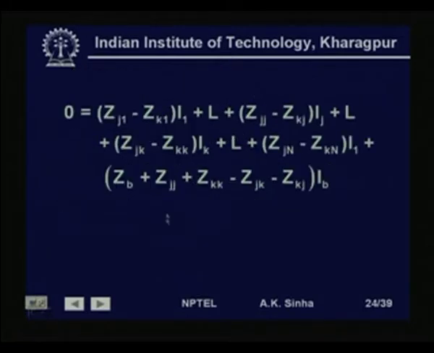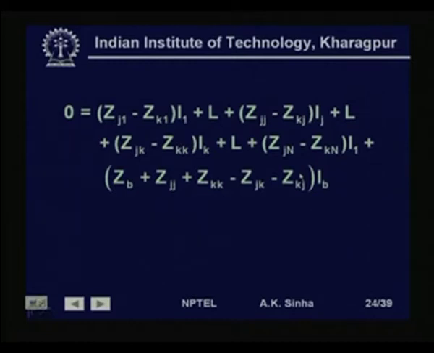Then we can write this as Zj1 minus Zk1 into I1 plus dot dot dot plus Zjj minus Zkj into Ij plus dot dot dot plus Zjk minus Zkk into Ik plus dot dot dot plus Zjn minus Zkn into In, plus this term that we are getting for Ib.